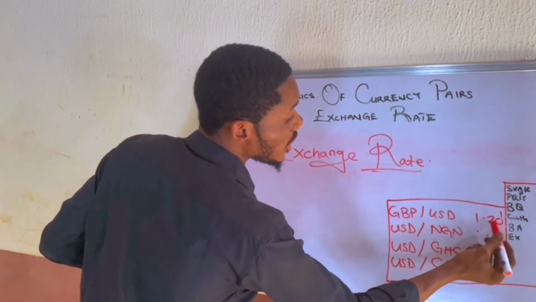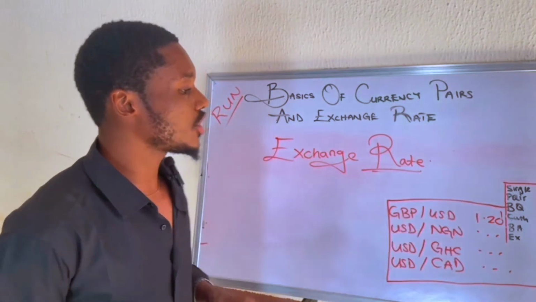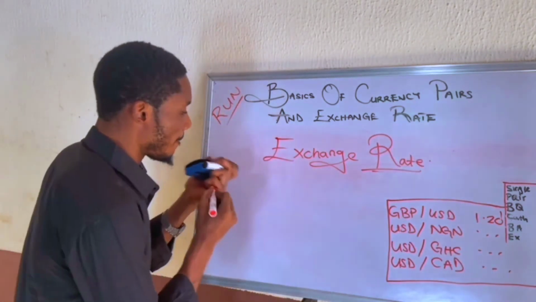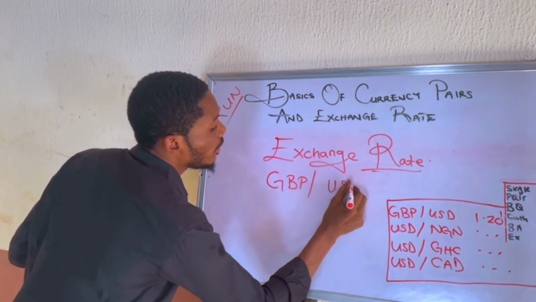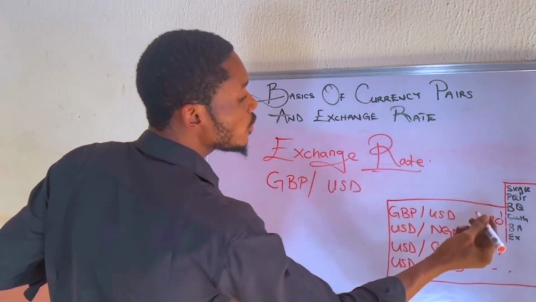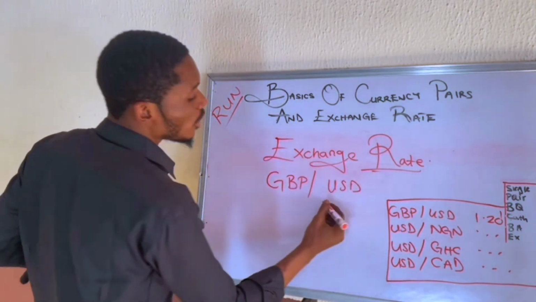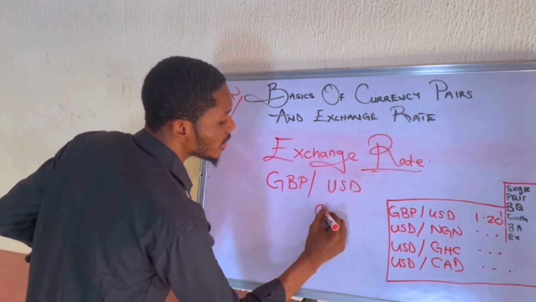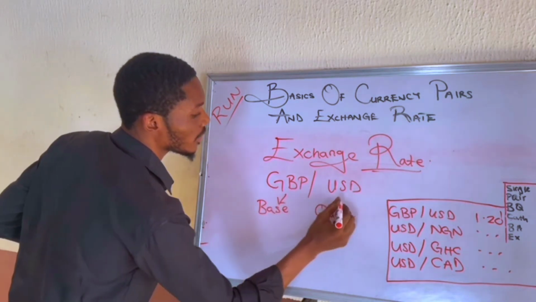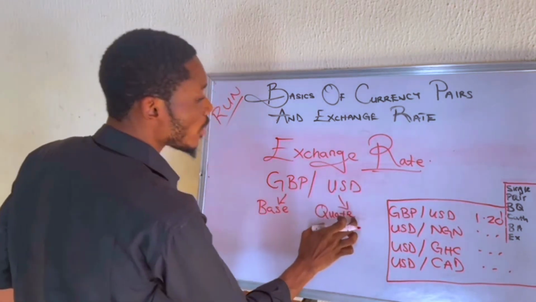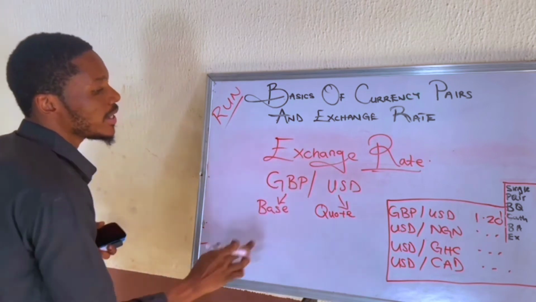This number here is the exchange rate. So when you check this board, you see these numbers. These numbers are the exchange rate. And what this means is, let's use GBP/USD, for instance. This simply means you need 1.20 United States dollars in order to buy one Great Britain pound. This is the quote. Remember, I said the quote currency, the quote, and this is the what? The base currency. So what this means is the quote currency, you need 1.20 United States dollars in order to buy one Great Britain pound.